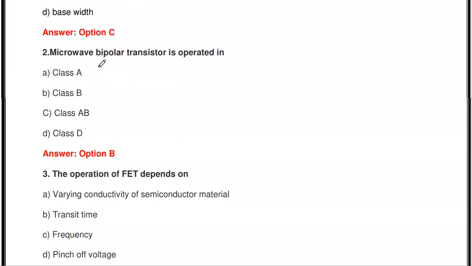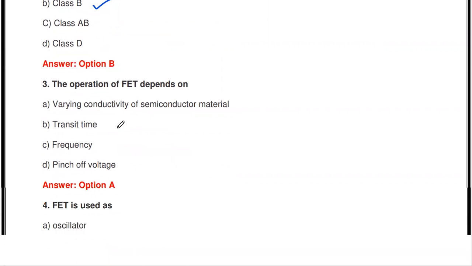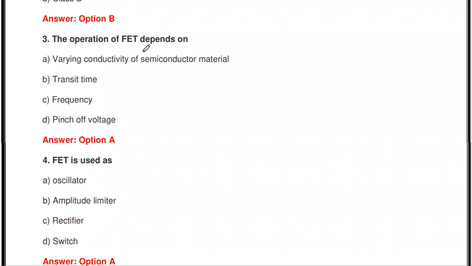The next one: the microwave bipolar transistor is operated in which mode? Class A, Class B, Class AB, Class D. The microwave bipolar transistor is operated in Class B mode. So option B is the correct one. The next thing: the operation of FET depends on dash. Varying conductivity of semiconductor material, transit time, frequency, pinch-off voltage. The operation of FET in microwave depends on varying conductivity of the semiconductor material. This is the correct one.